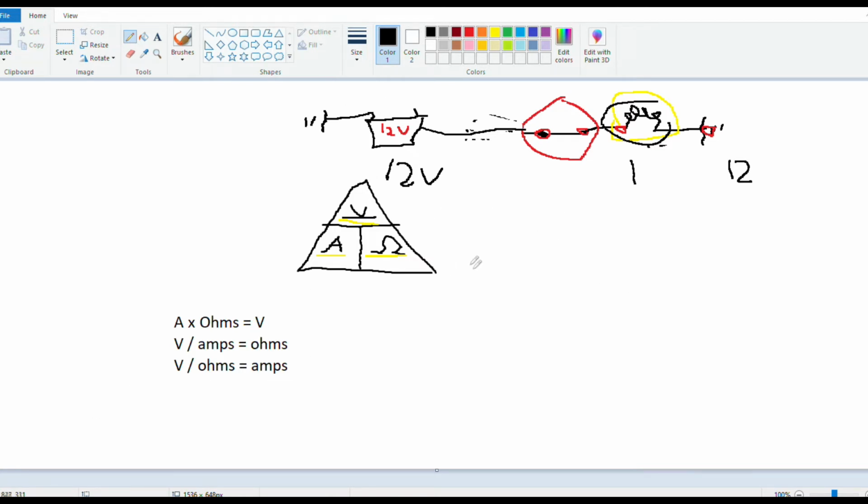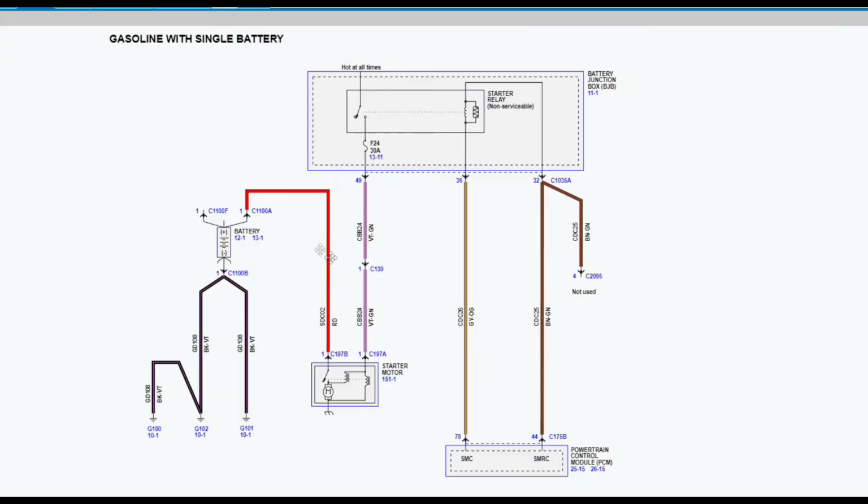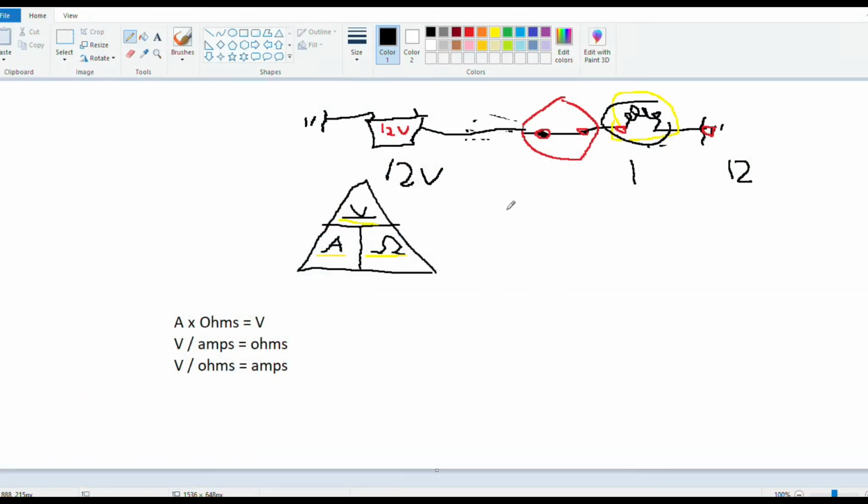Now you'll see series circuits everywhere when you're working. I'm going to pull up a wiring diagram here. As we can see, we've got a series circuit. We've got a battery coming in to a starter motor and then to ground. So it's one line, one load, ground. Another one here: one line, fuse, load, grounds on the same side. Series circuit, series circuit.